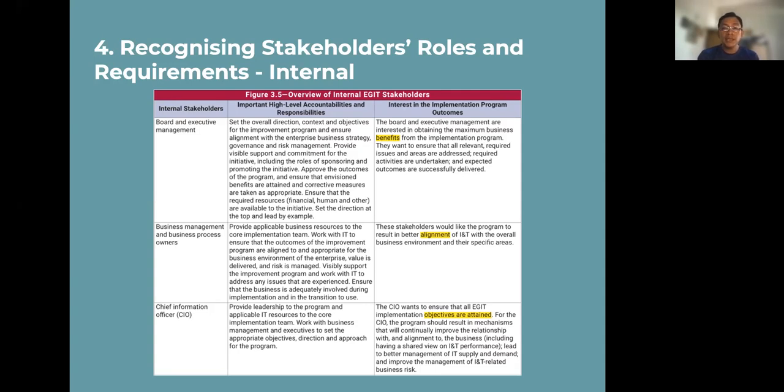So this is the high level accountabilities. Actually, we have discussed this previously. Set the overall directions, the context, the objectives for the improvement program. And also they need to ensure the alignment with the business strategy, something like that. And the last column here is discussing the interest in the implementation program outcomes. For example, the board and executive management are interested in obtaining the maximum business benefits. So this is the interest.